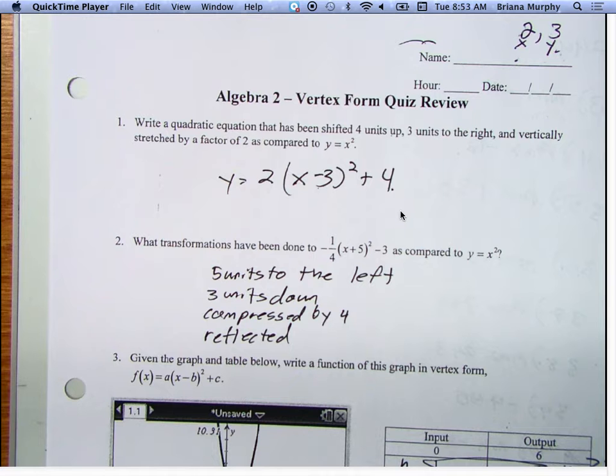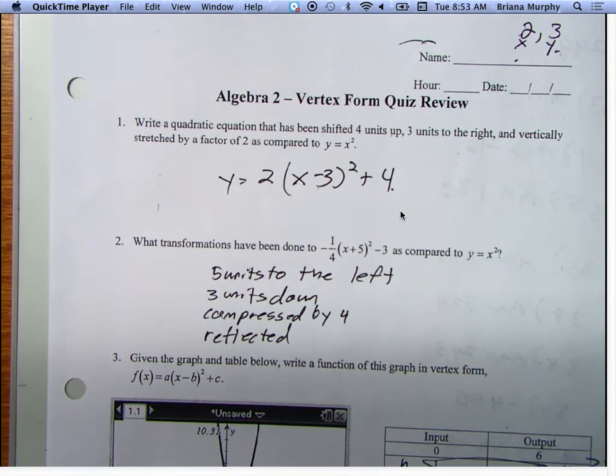If it's compressed by a factor of 3, then you use 1/3. How would you know if it's a negative or not? It would say reflected over. If it was compressed, wouldn't it be a negative? No, it just has to say reflected.